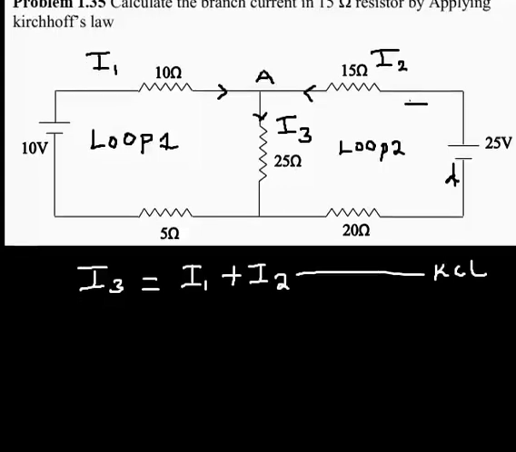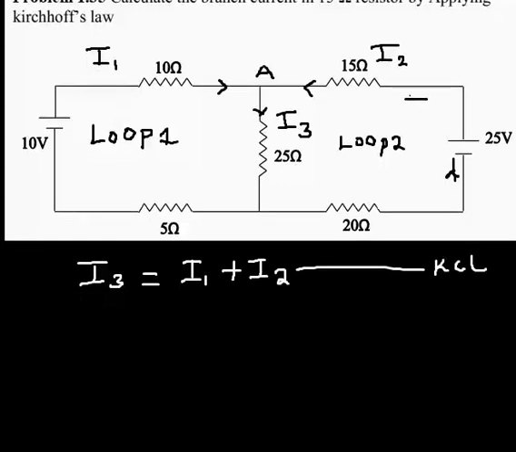Having gotten that, now I can apply my loops. Remember, I need equations so that I'll be able to get my currents. I need a system of equations. So how do I get that system of equations? From the loop laws. The first is the KCL, the current law. Then I will use the voltage law to get my other equations. So now let's apply KVL, the voltage law.